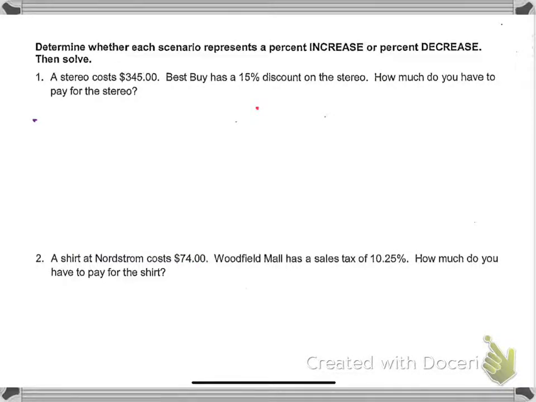So very real world, I have a stereo that I want to buy. It's $345. And Best Buy is having a discount. How much do I have to pay if it's 15% off? So the first thing you want to do is identify that this is a decrease type of problem. So the formula I need to use is the original minus the percent times the original is going to give me that new sale price.